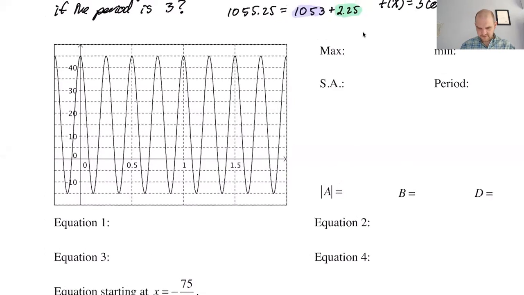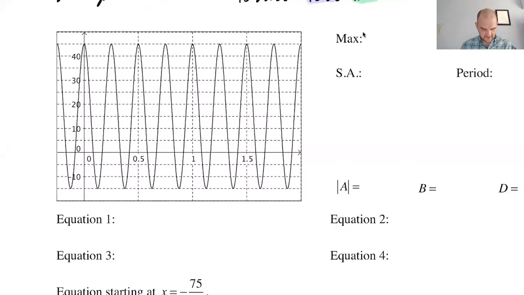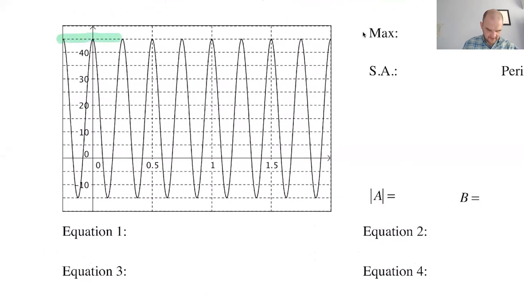So you go through the same process, though. You want to find the maximum, the minimum, use that to find the sinusoidal axis, use that to find the amplitude, determine the period somehow, whatever is convenient, and then go from there. So let's see if we can find some things.